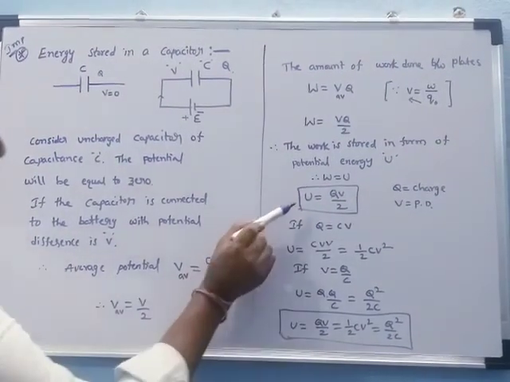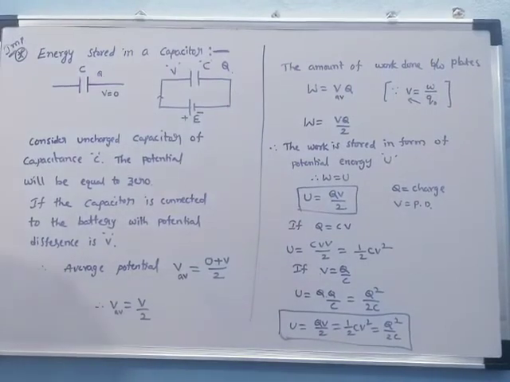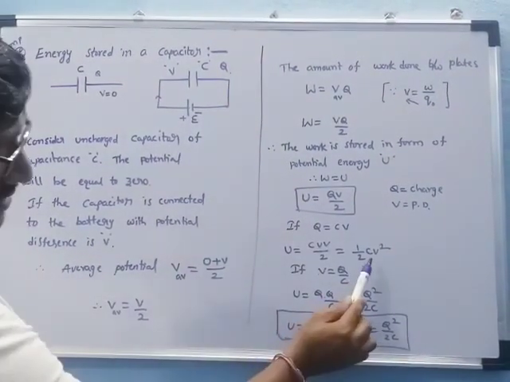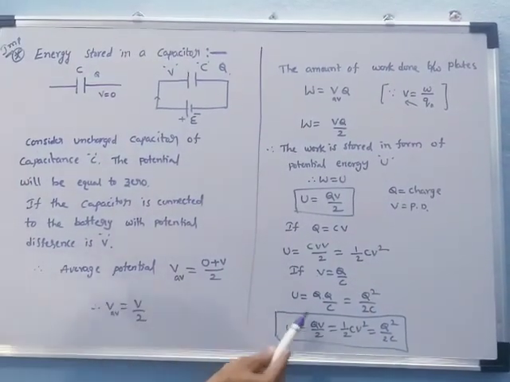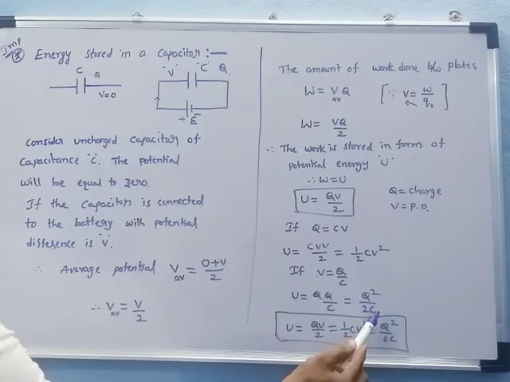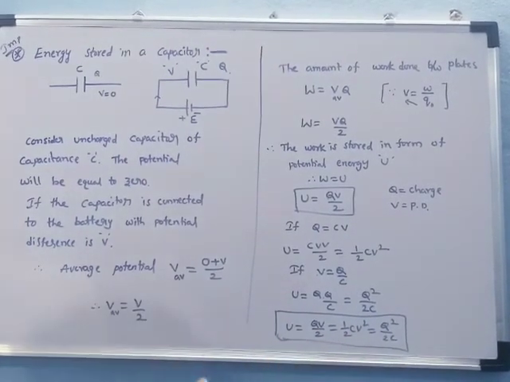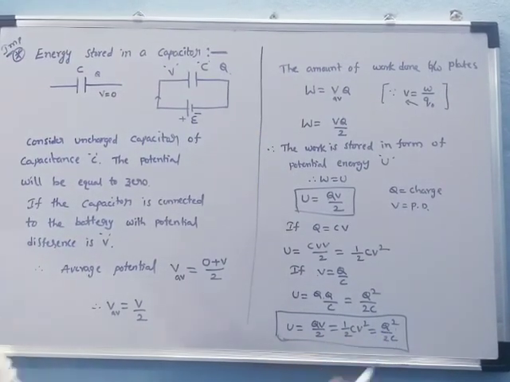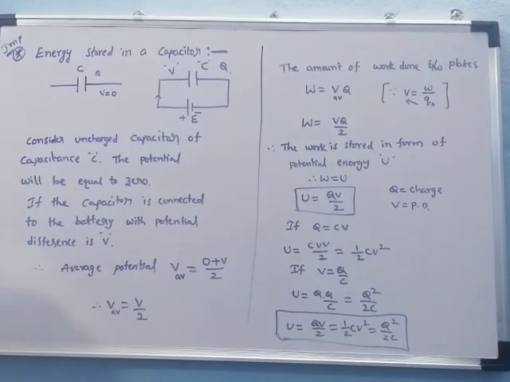Observing the first equation, it is the charge with respect to potential difference. The second equation is capacitance with respect to potential difference. The third one is charge with respect to capacitance. That's why it's a common expression: U is equal to QV by 2, half CV square, and Q square by 2C. This is the energy stored in a capacitor.